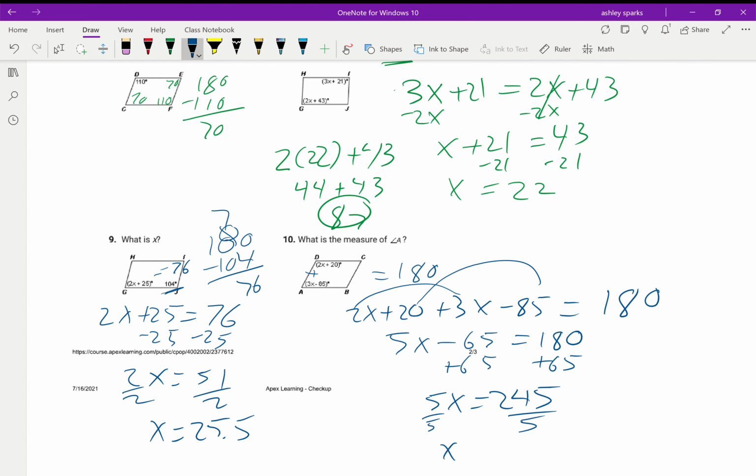X equals 49. Let's go double check our problem. It says, what is the measure of A? So I need to plug back into A. So 3 times 49 minus 85. Let's see, what does that come up with? 3 times 49 is 147, minus 85. 62 degrees would be the measure of that angle down there.